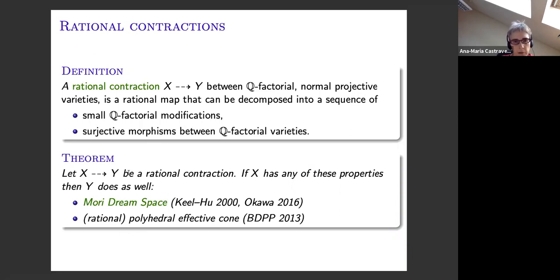And then another consequence is that if the effective cone of X is a rational polyhedral cone, then the same is true for Y, the target of our rational contraction. This is essentially a consequence of the duality between the effective cone and the cone of movable curves. This is by Boucksom, Demailly, Paun, Peternell, which for them is in characteristic 0, but it holds in general.